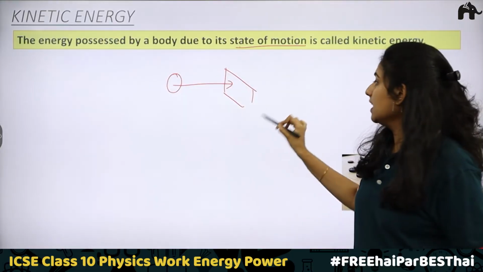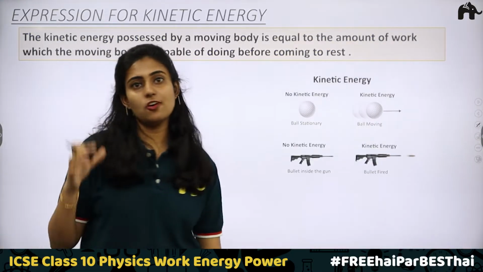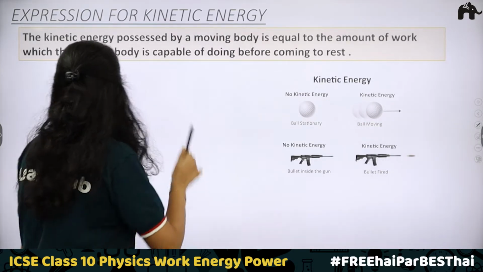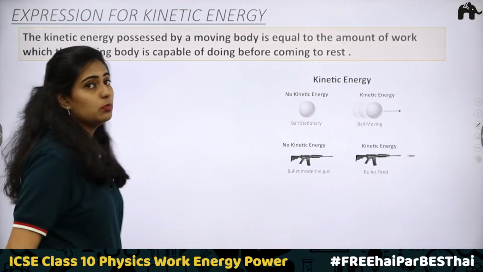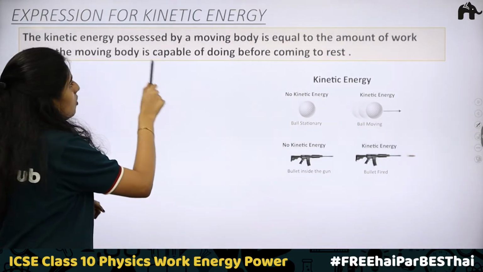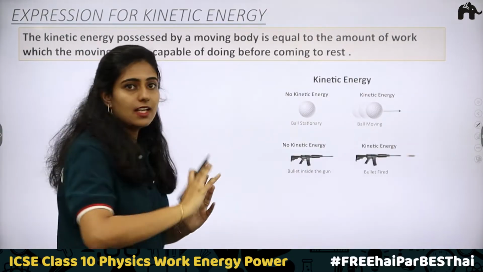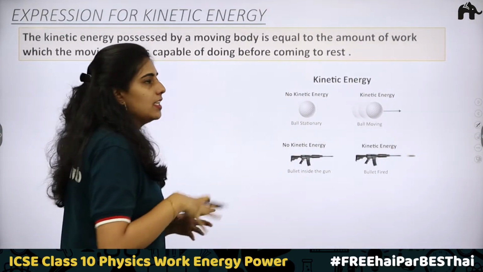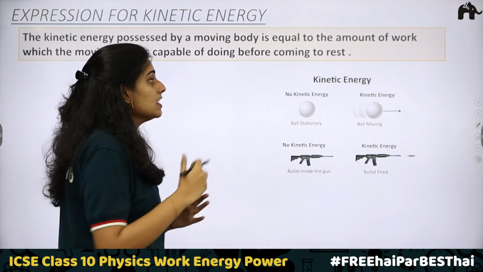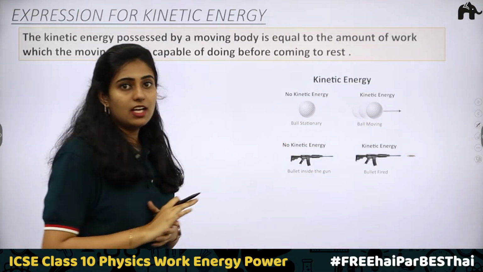Kinetic energy is represented with the letter K. Next, we are going to derive an expression for kinetic energy. We know that kinetic energy possessed by a moving body is equal to the amount of work which the moving body is capable of doing before coming to rest. Consider a case, a car is moving, you apply brakes, what happens? The body starts retarding, there is retardation, and the body will finally come to rest.